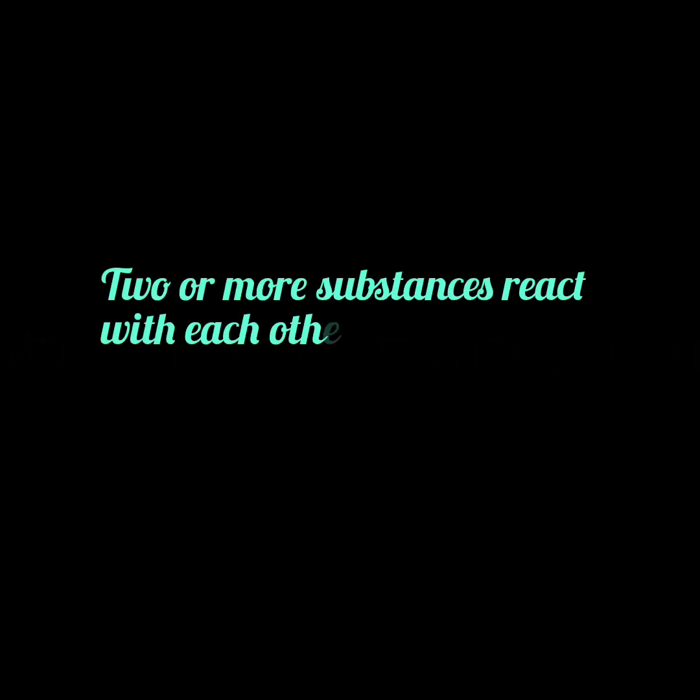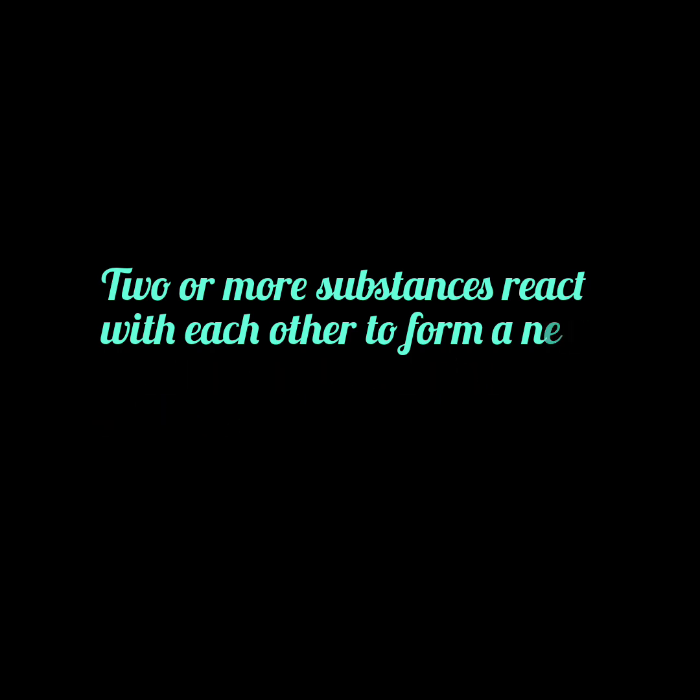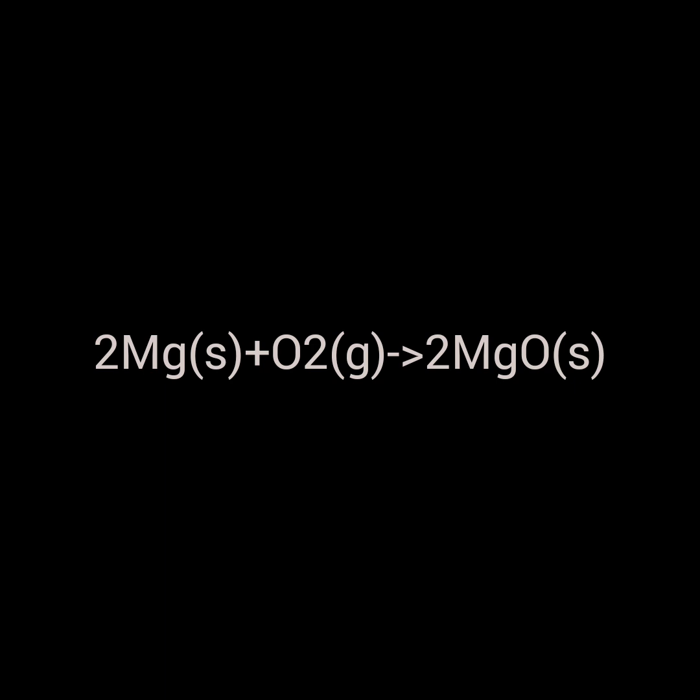Next we are coming to the chemical reaction. Here is the definition of a chemical reaction. Two or more substances react with each other to form a new substance with completely different properties. That completely different properties is an important point. So you should notice here a new substance is formed. The properties are different from the original substance. Example is reaction of magnesium with oxygen.